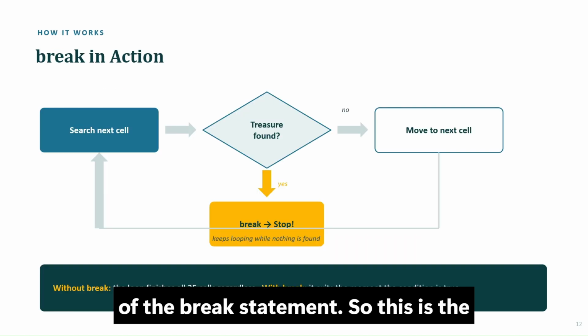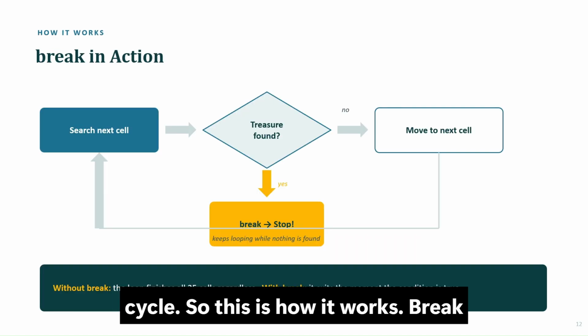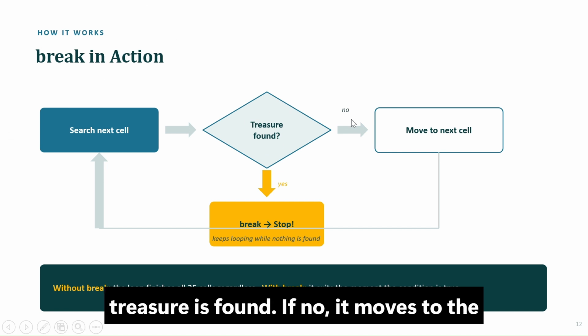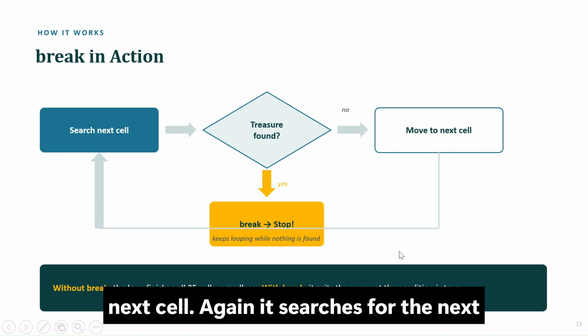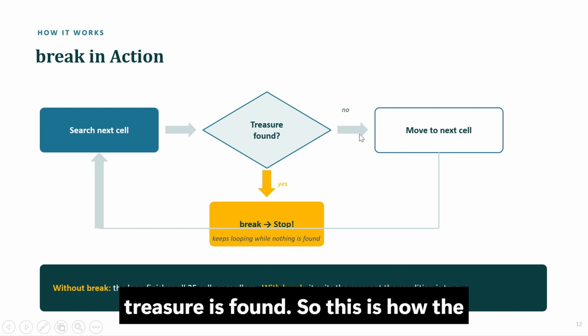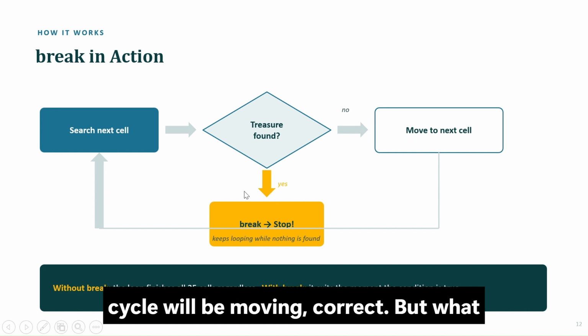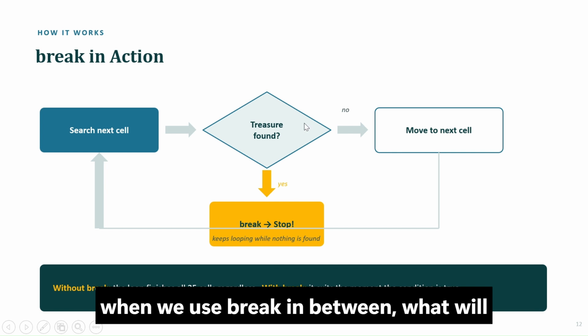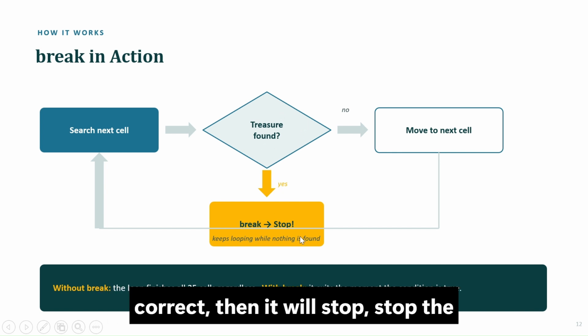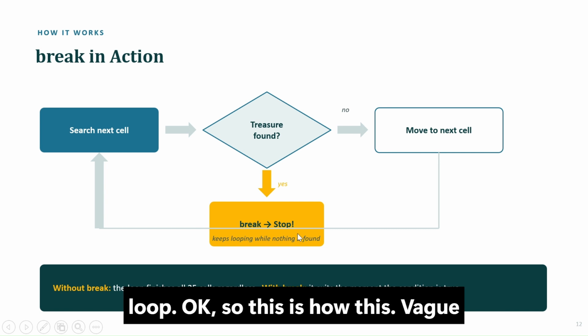So this is the cycle, this is how break works. Here we'll see whether the treasure is found. If no, it moves to the next cell. Again, it searches the next cell, and again it will see whether the treasure is found. So this is how the cycle keeps moving, correct? But when we use break in between, if the treasure is found and the condition is correct, then it will stop the loop. So this is how the break statement works.